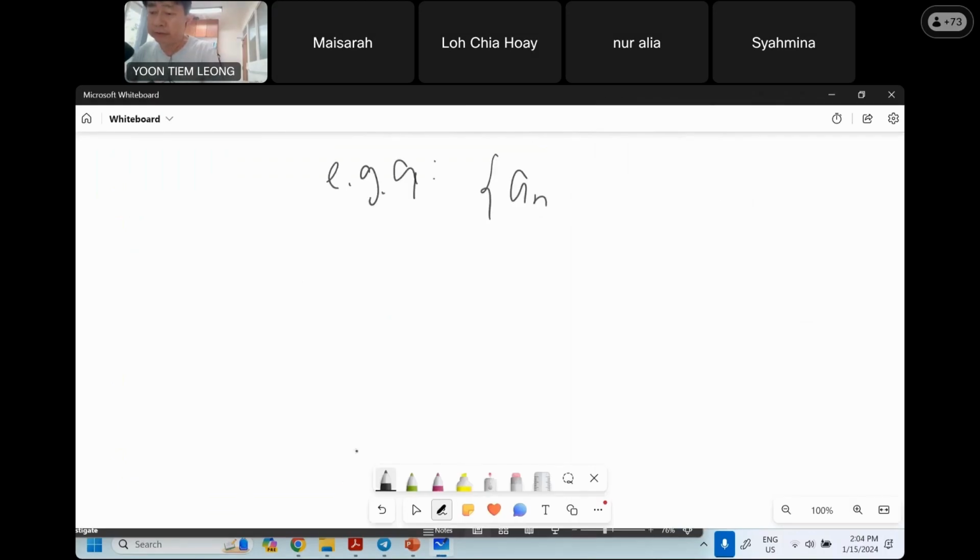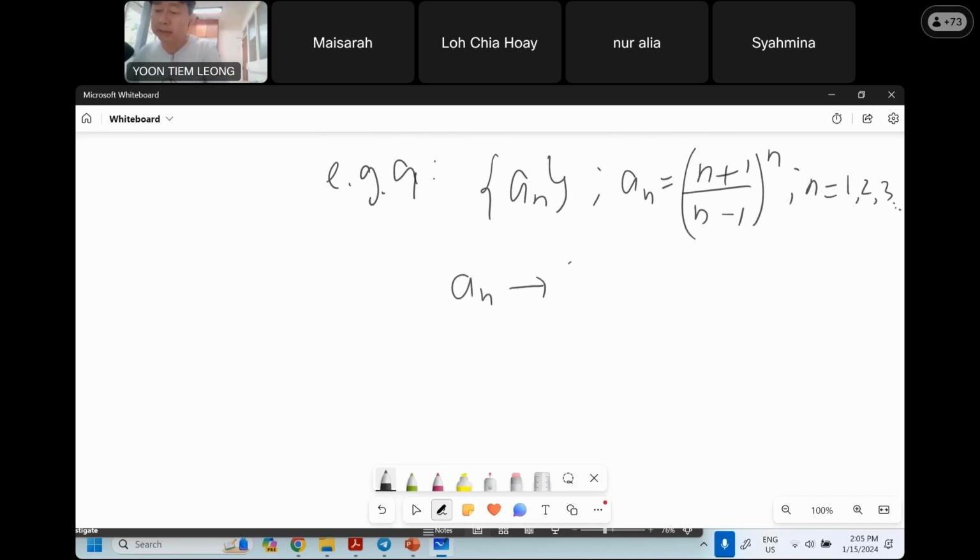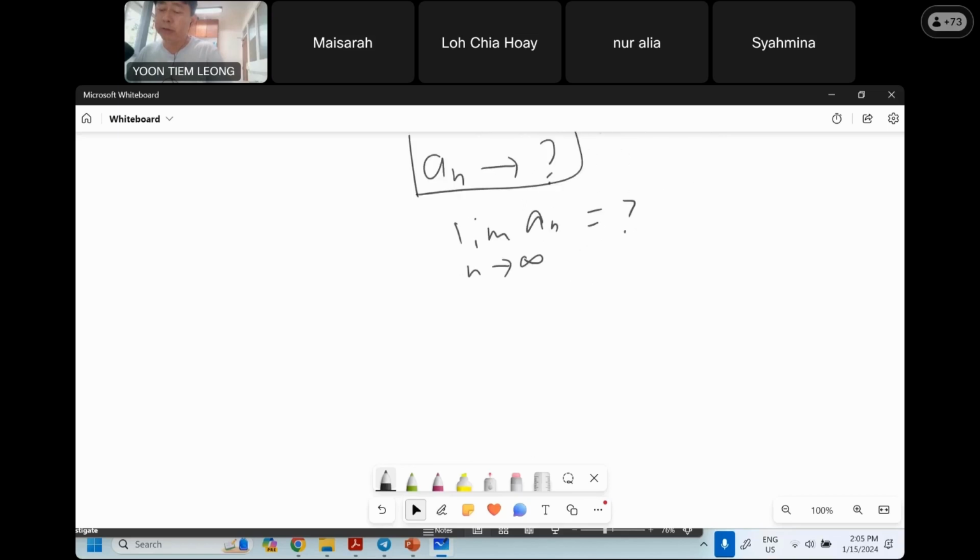We have a sequence where the term a_n is given by (n plus 1 over n minus 1) raised to the power of n, where n is a positive integer from 1 to infinity. And we want to know what the limit of a_n is. When I write this, I mean I'm looking for the limit of the sequence a_n. So we are going to use theorem 5.